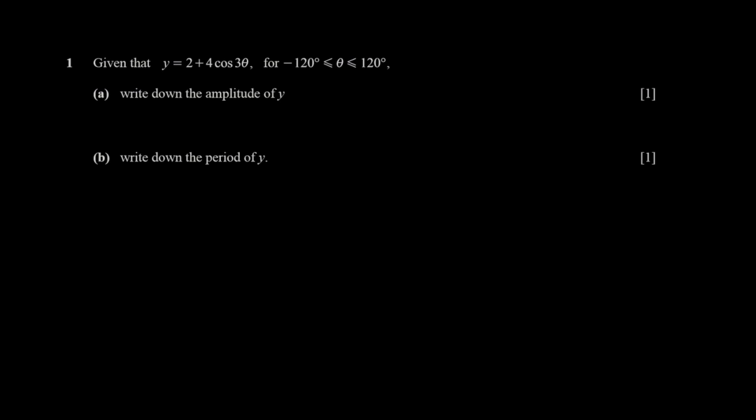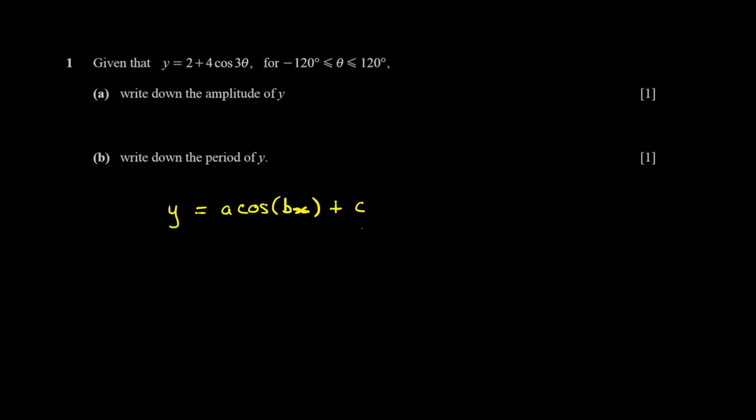All right, question 1. Given that y equals 2 plus 4 cos 3 theta, write down the amplitude of y and write down the period. Now, for all of these questions, when we've got a graph in the form y equals a cos bx plus c, or sine bx plus c for that matter, we basically need to understand what those letters a, b, and c mean. And I think it's helpful to go in the reverse order.